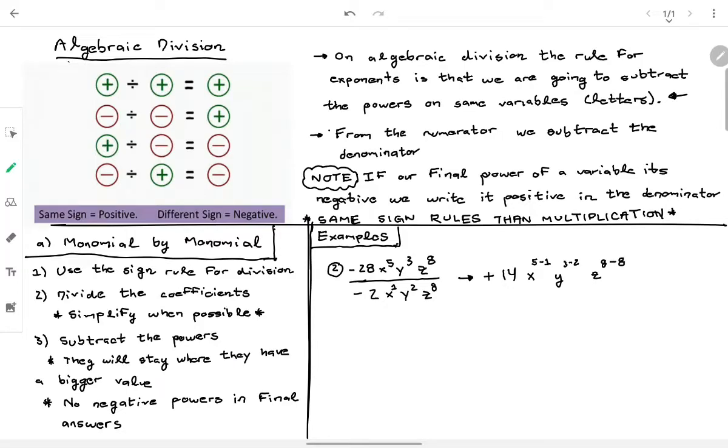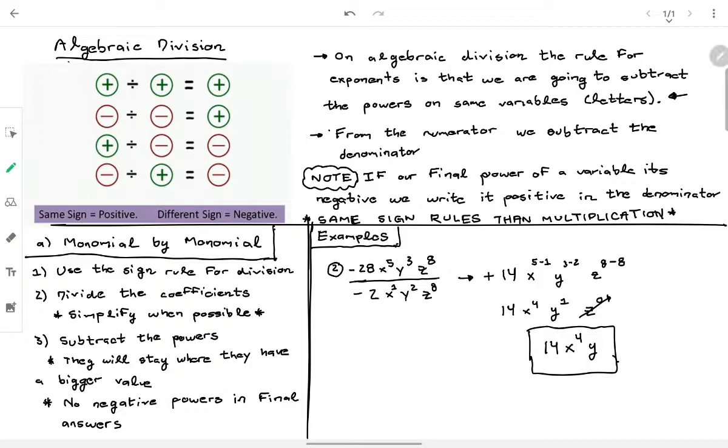So in this case it's going to be something like 14 x to the fourth, y to the 1, and z to the 0. We don't write z to the 0, we don't write the number 1, so our final answer is going to be only 14 x to the fourth, y. Remember, I know that it's a positive one, but because it's the first one, we don't need to put the plus sign. So this is going to be our correct and final answer.